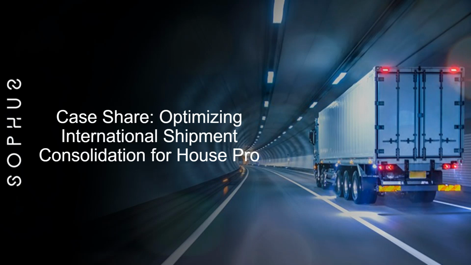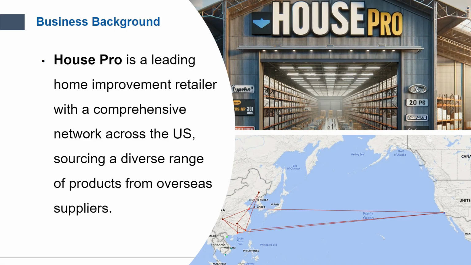Today, I'm going to share a case about how Sophus helps a company with international shipment consolidation. Let's turn our focus to House Pro. House Pro is a leading home improvement retailer with a comprehensive network across the U.S., sourcing a diverse range of products from overseas suppliers. Therefore, all their products will be shipped to the ports overseas, put into containers, and finally shipped to the port of LA in the U.S.